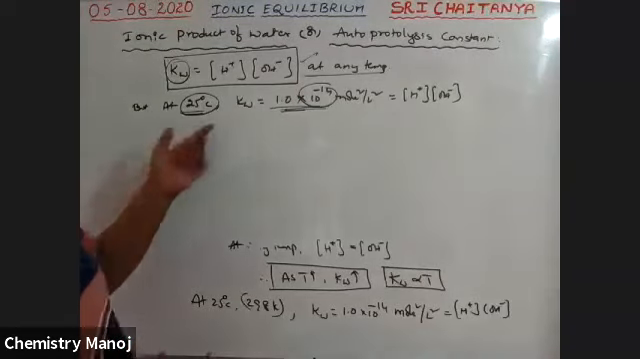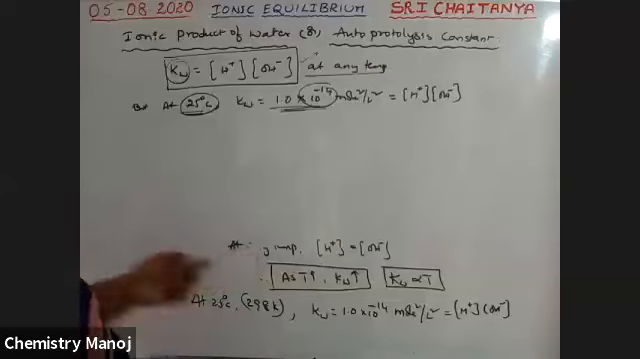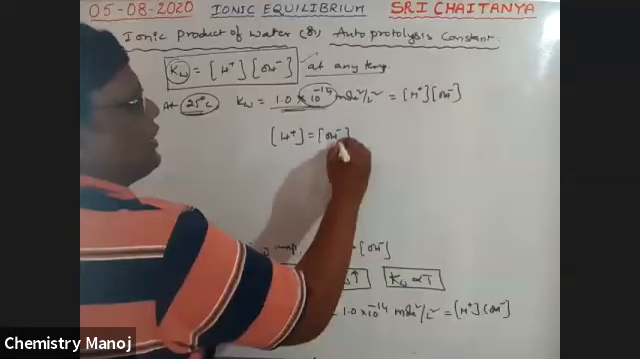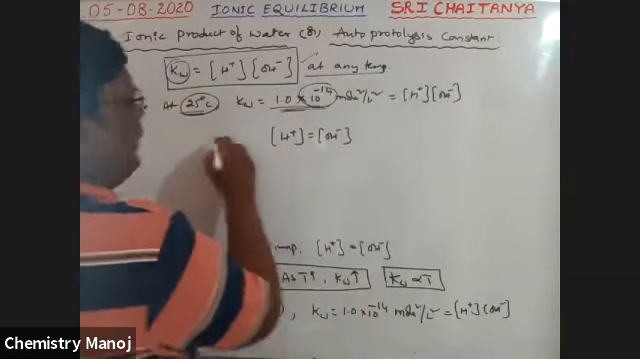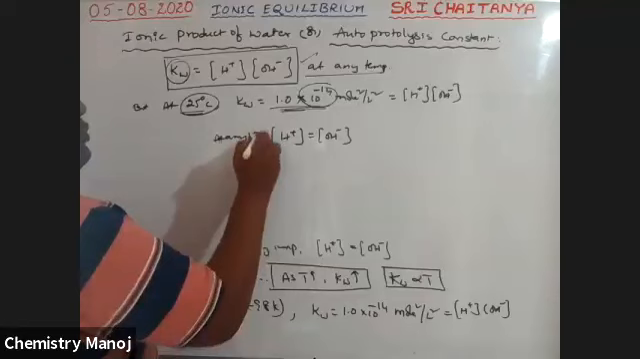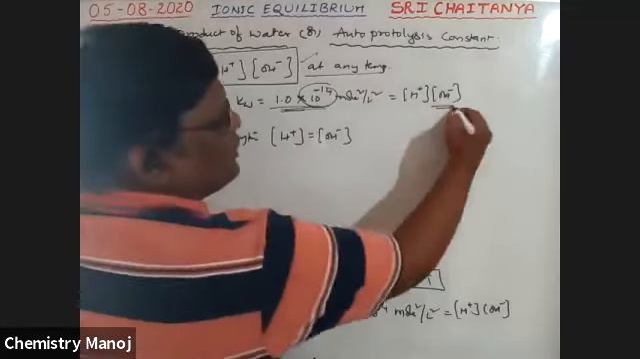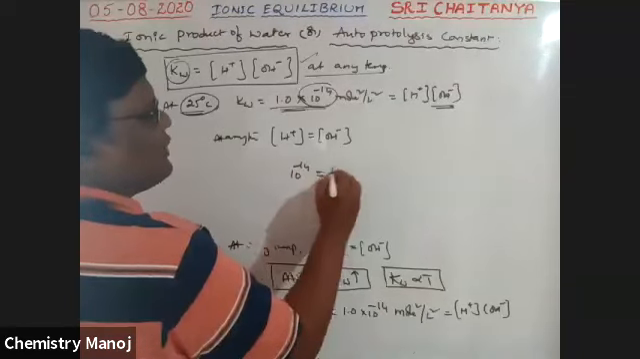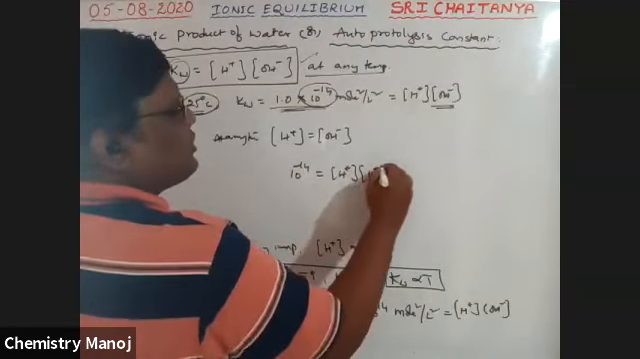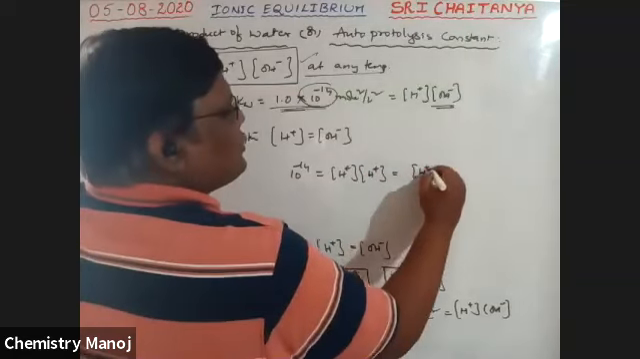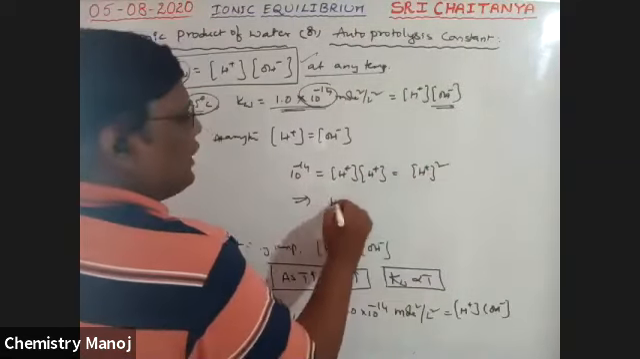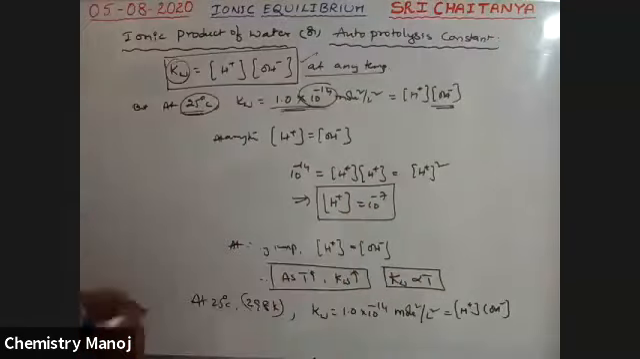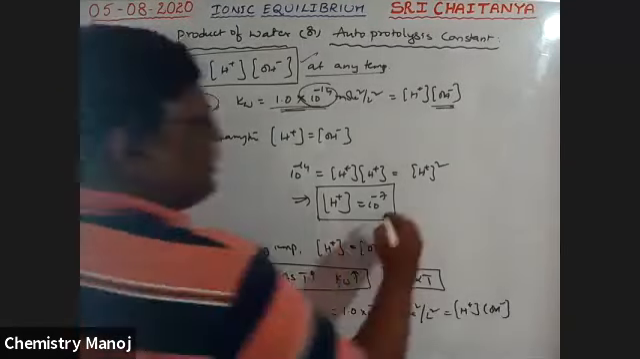At any temperature in pure water, we know H+ ion concentration is equal to OH- ion concentration. That means I replace the OH- concentration with the H+ ion concentration. Therefore, 10^-14 is equal to H+ concentration into H+ concentration, that is H+ concentration whole square. That implies H+ concentration is equal to 10^-7 mole per liter.